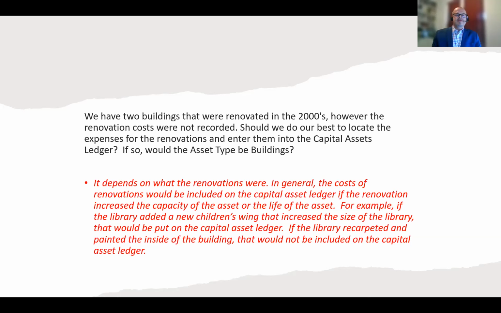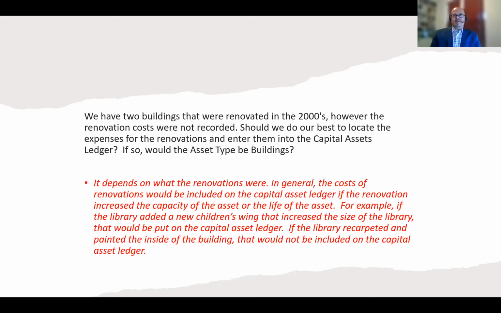Here we have two buildings that were renovated in the 2000s. However, the renovation costs were not recorded. Should we do our best to locate the expenses for the renovations and enter them into the capital asset ledger? And if so, would the asset type be buildings?